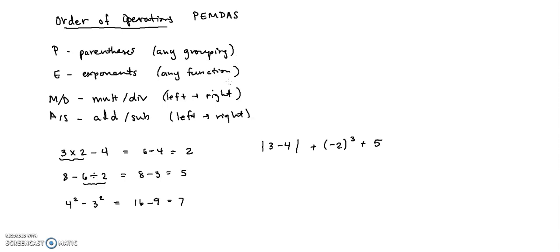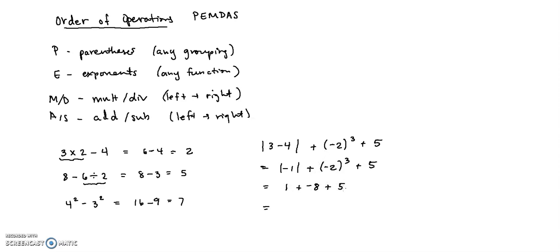Moving on to the next one, we're going to look for functions. In order to do this one, we're going to have to simplify inside. So you can either consider this step 1 or step 2. So 3 minus 4 is going to be negative 1. There's nothing to simplify inside here, so that's still negative 2. And now we can evaluate those functions. So the absolute value of negative 1 is going to come out positive 1. Negative 2 cubed is negative 2 times negative 2 times negative 2, which is negative 8. And then we still have the positive 5 over here.